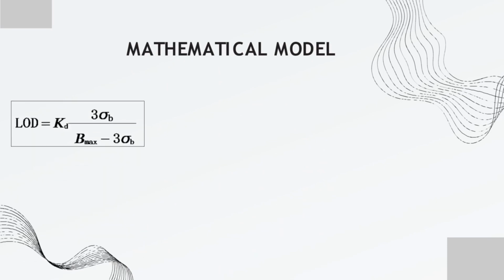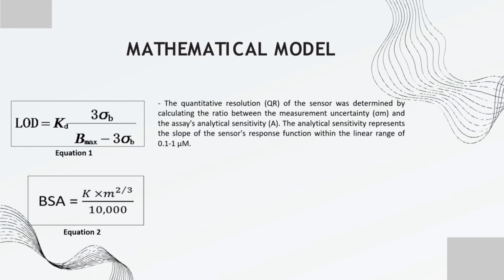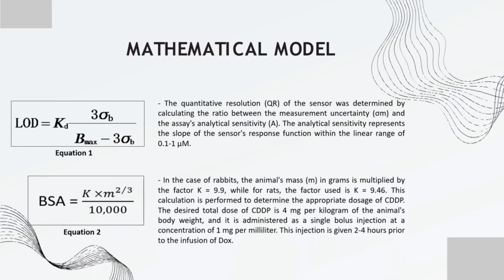Next, I will continue with the mathematical model. There are three equations in the mathematical model. The first equation is the quantitative resolution, which is QR, of the sensor, determined by calculating the ratio between the measurement intensity and the analytical sensitivity. The analytical sensitivity represents the slope of the sensor's response function within the linear range of 0.1 to 1 micro.